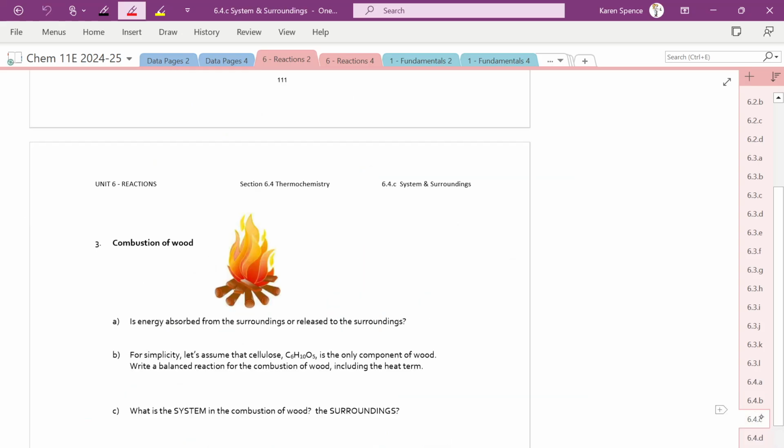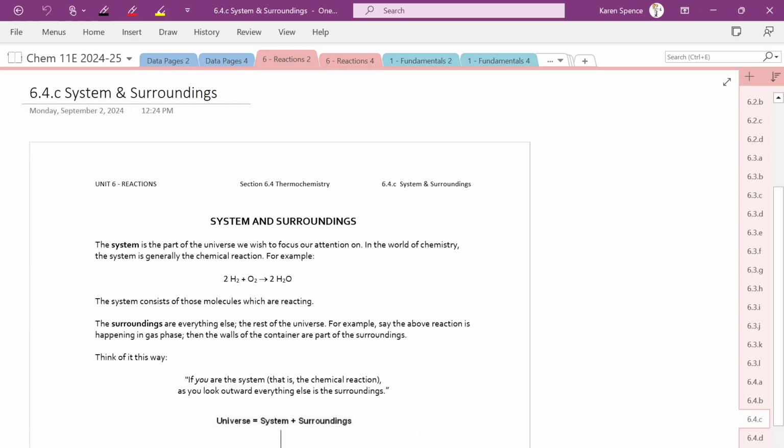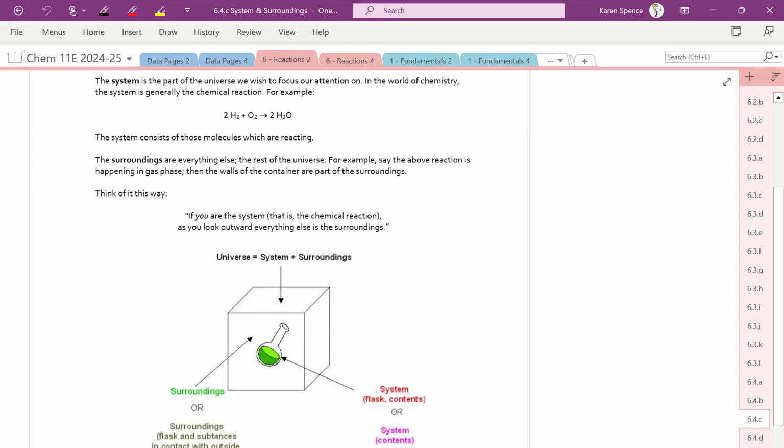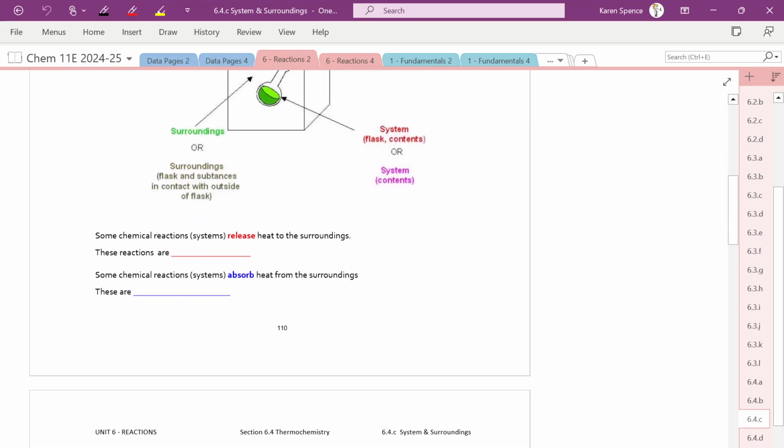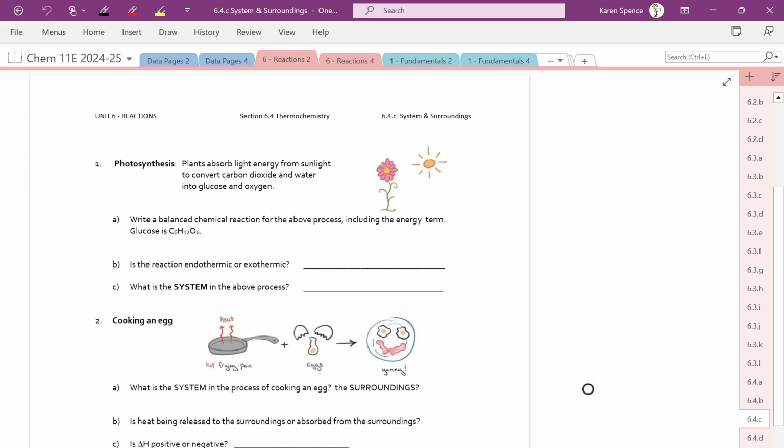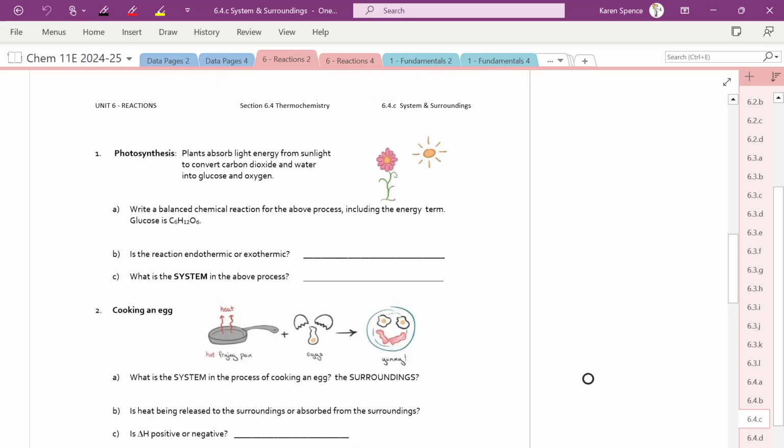So you're going to do 6.4a. I would also like you to do page 110. No, never mind. Just do 6.4a. Yeah, that'll be good.